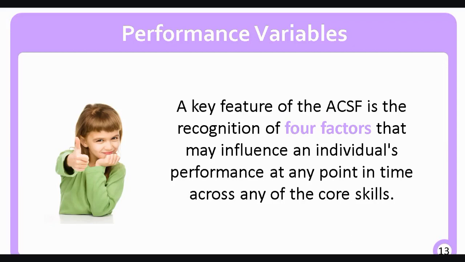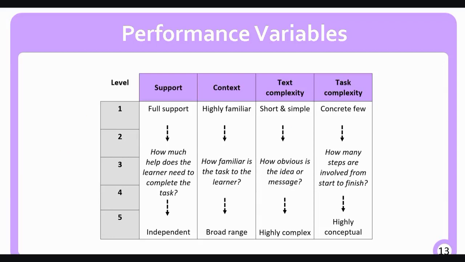And we measure them each independently, and the way we measure them is using these 4 performance variables. We can see them all listed across the top of the columns here. So we've got support, context, text complexity, and task complexity. And to break it down into something a little bit more obvious, with support, level 1, which we know is a low ACSF level, a low performance level, is basically where they need full support. So they need a lot of help.